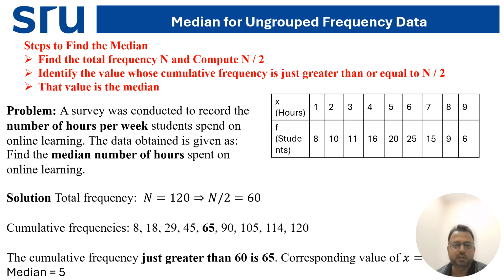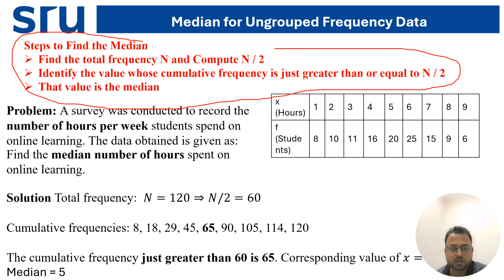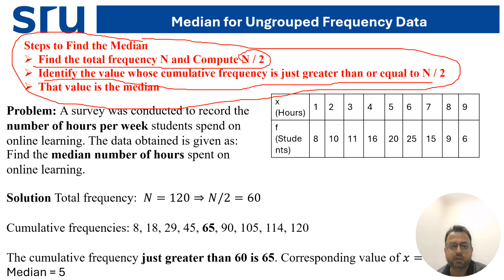Now come to the definition of median for ungrouped frequency data. There are three steps in this method. First we find the total frequency N and compute N by 2, and identify the value whose cumulative frequency is just greater than or equal to N by 2. That value is the median.